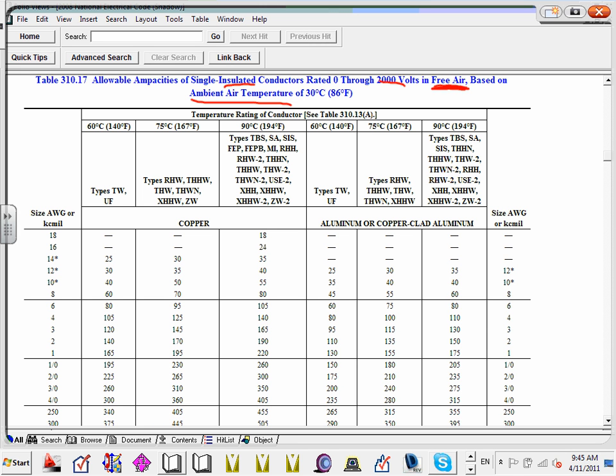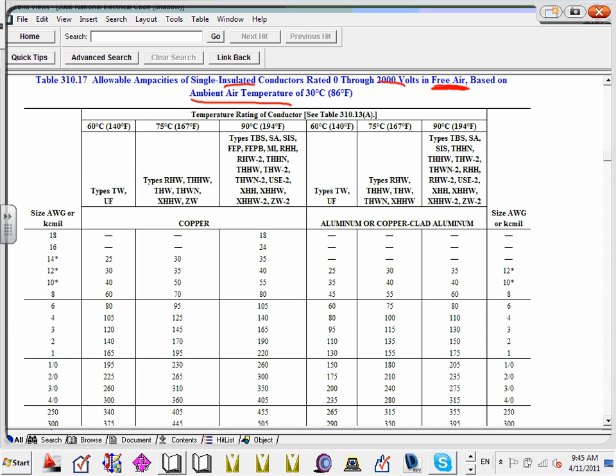So the question would be, then where would I use this? Free air. That's if you put them in insulators, guys, on poles. Who cares? How often do we do this? Very slim. But here's where this table is very powerful. Cable trays. Remember, guys, the cable trays?